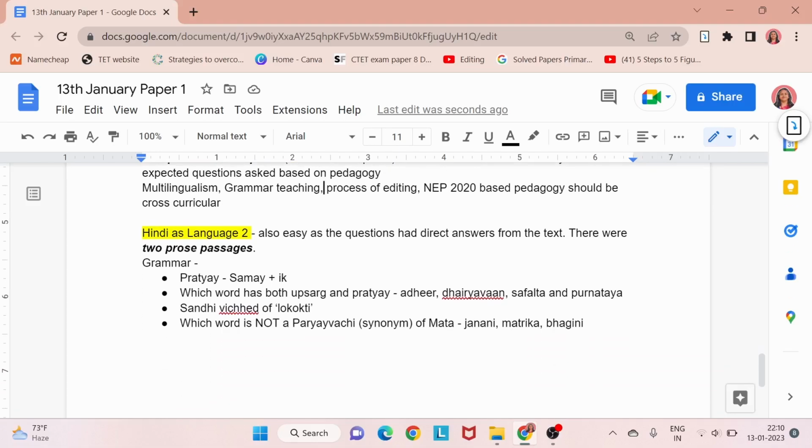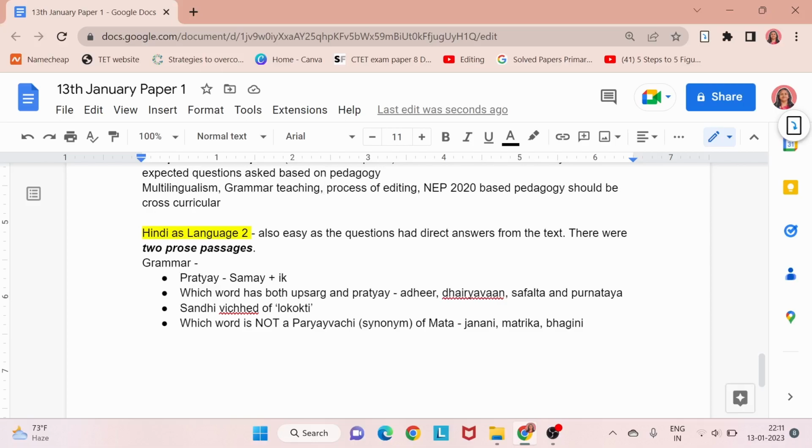Hindi as language two was also very easy and had two prose passages, and the direct questions were asked from the text. So you didn't have to really think too much because the answers were just given in the text. There was grammar, which had pratyay, samay plus ik. What is the pratyay form of samay plus ik? So samayak, you have to get the correct spelling.